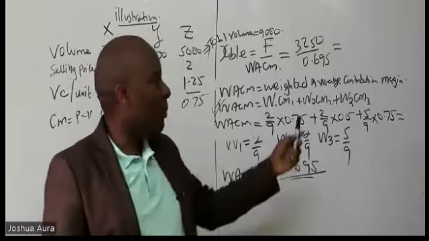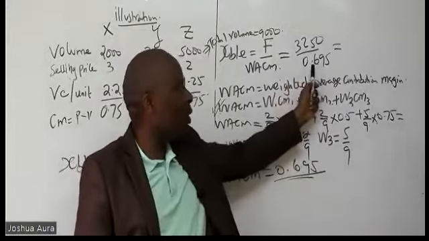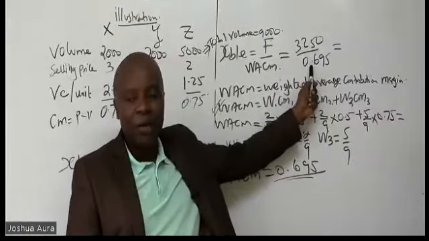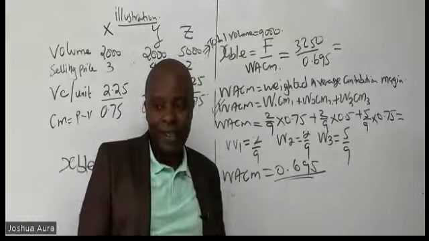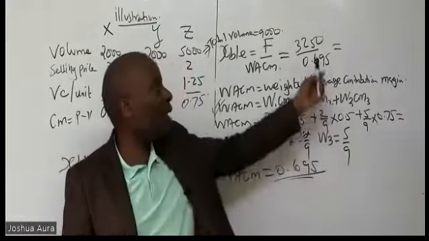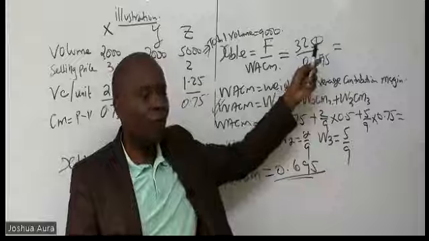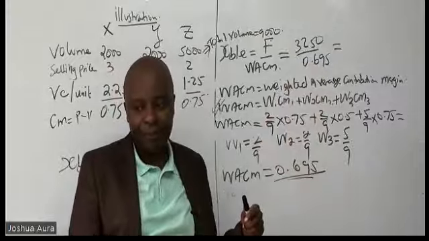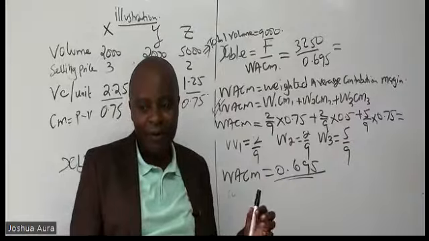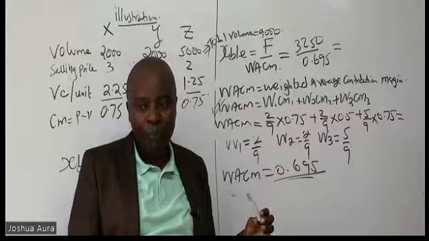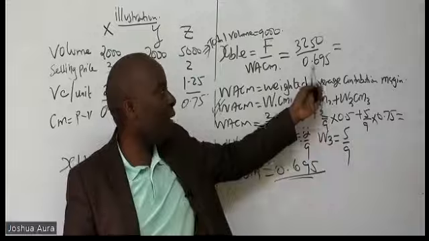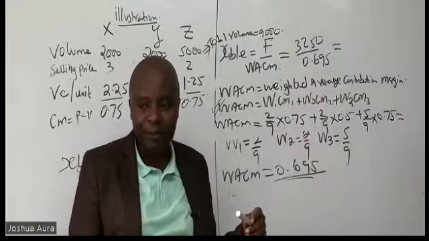Let's first of all agree about this figure. Were you getting this exact figure, 0.695? Yes. So then when you take 3250 divided by this, what figure are we getting here? Somebody is saying 694, I don't know. So the students who are using this 0.695, when you divide, what figure are we getting?